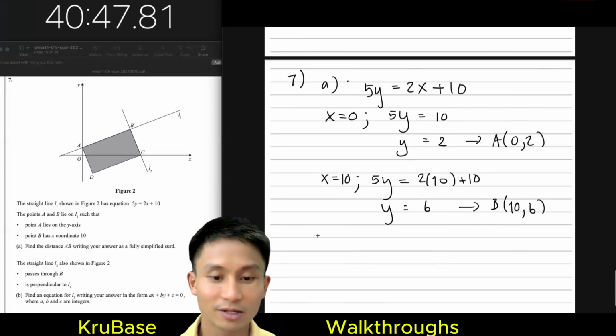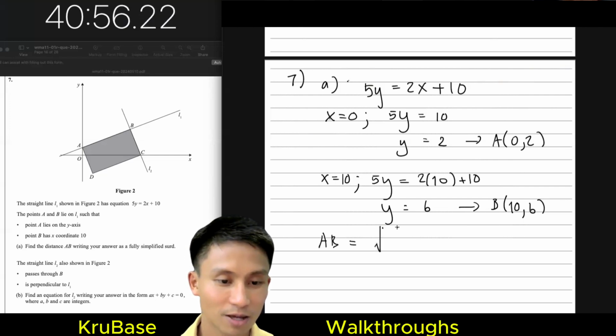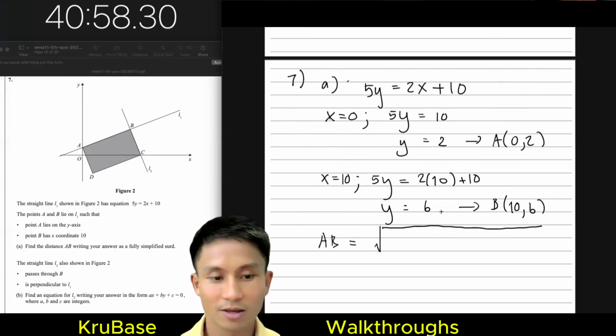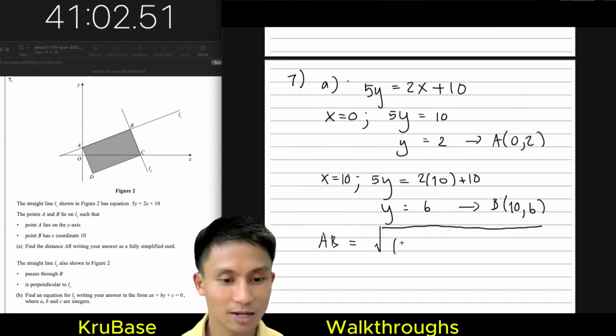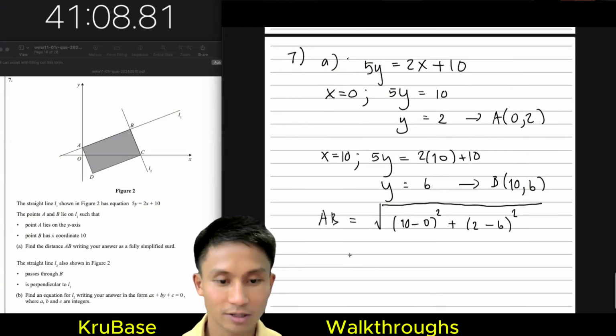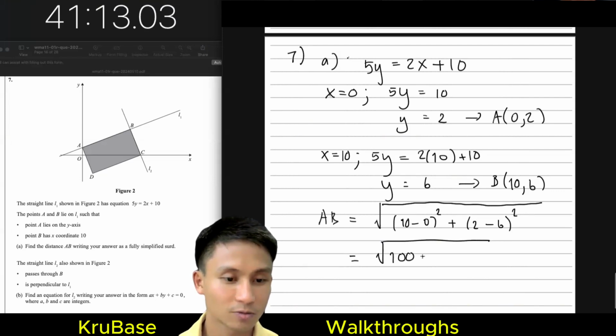And then we find the distance. So distance AB is going to be equal to, well, we can do the formula there, which is kind of like a Pythagoras formula. So delta x squared, so delta x, 0 and 10, squared, plus delta y, 2 and 6, squared. So that would be 100 plus what? This is 16, right?